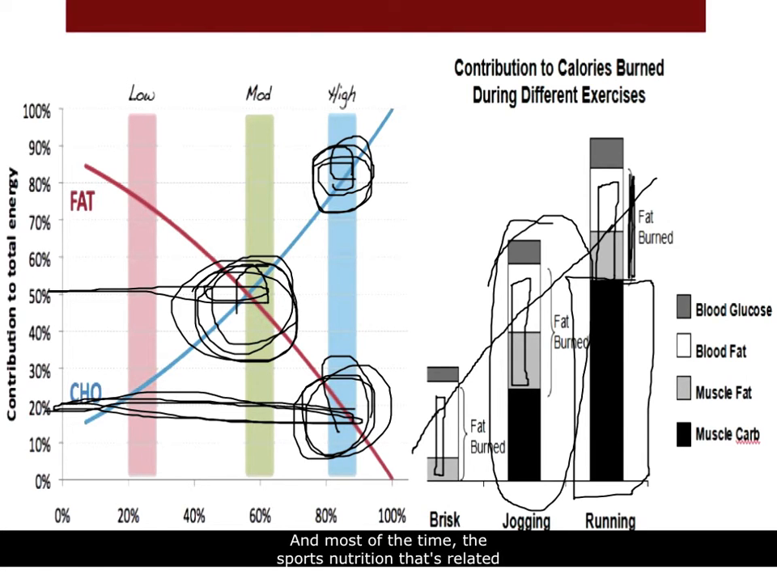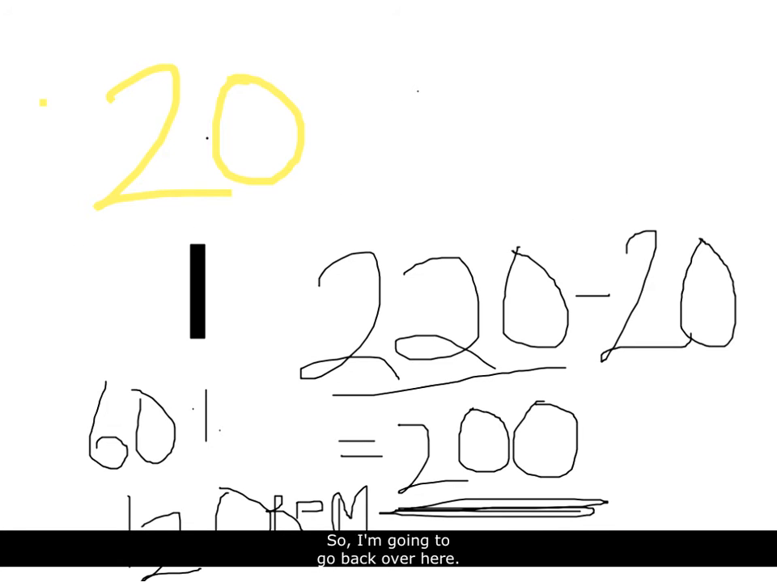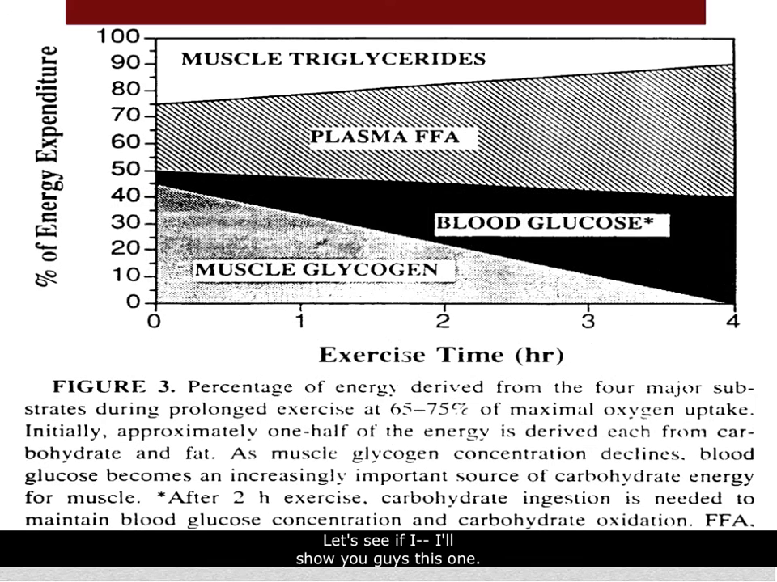Most of the time, the sports nutrition that's related to fat intake is about metabolizing fat and how to take supplements and things that help burn fat more readily because, as you guys know, if you remember, when we burn fat aerobically, a lot of times we're doing that by oxidative metabolism, which is something that you only break down and use fat to do. So a lot of the supplementation around fat is around how to burn it better. So I'm going to go back over here. Let's see if I'll show you guys this one.